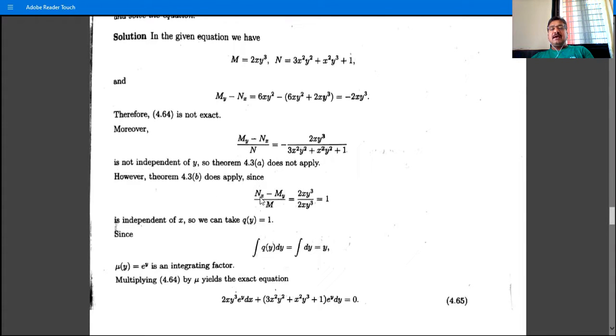So we find (N_x minus M_y) divided by M, meaning (∂N/∂x minus ∂M/∂y) divided by M. Now N_x minus M_y is 2xy^3, divided by M, which is 2xy^3, gives 1, and this is independent of x. If this value is a function of y alone, purely a function of y independent of x, suppose it is denoted by f(y), then e raised to the integral of f(y) dy is the integrating factor. So this is one of the rules to find the integrating factor.